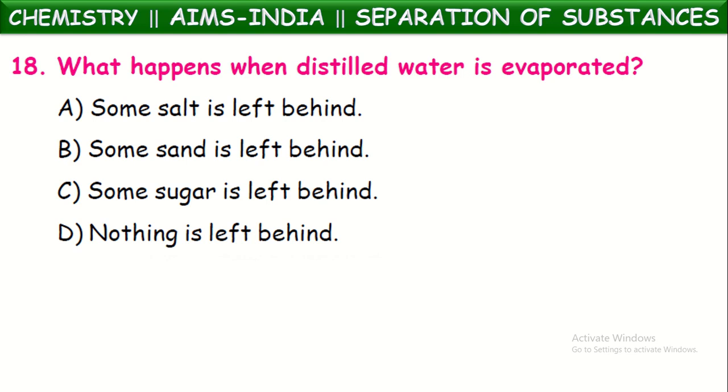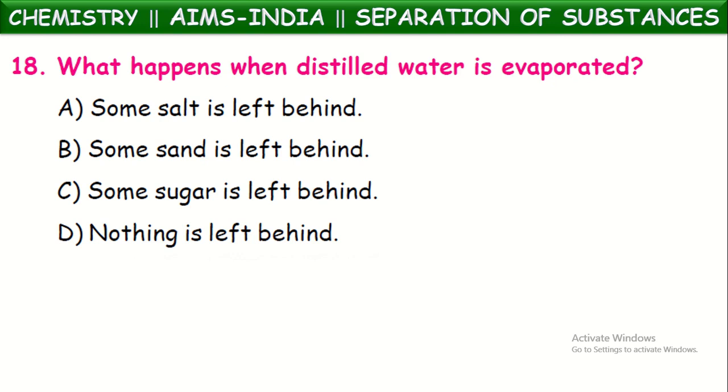Next one. What happens when distilled water is evaporated? What is distilled water first? Distilled water means the water obtained or collected by the evaporation of water from its mixture or source. So when it is evaporated, only pure water molecules will be evaporated. And then when they are cooled, we get water which is the purest form of water. That purest form of water we call distilled water, that contains no other particles in it.